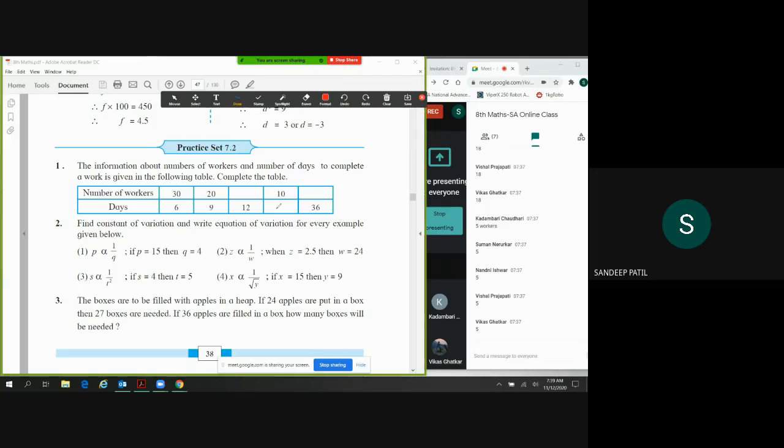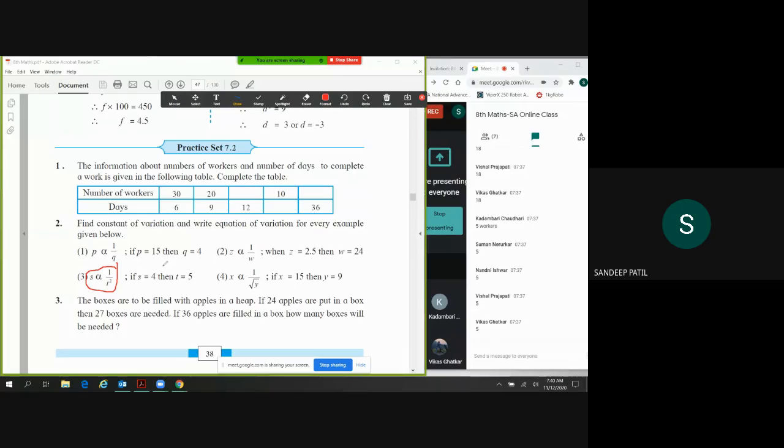Let's move further. So find the constant of variation and write the equation of variation for every example given below. So I think it is very straightforward. You can write it down, and I don't think it is very difficult, but we will try to solve this problem. This seems to be interesting.